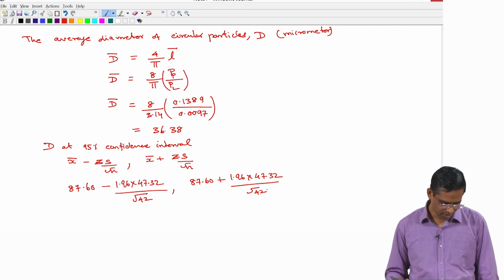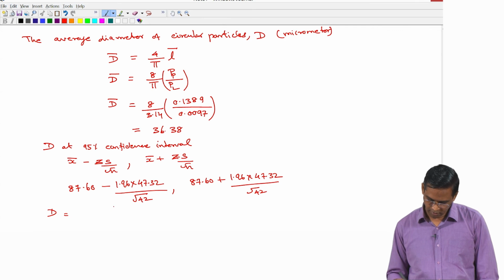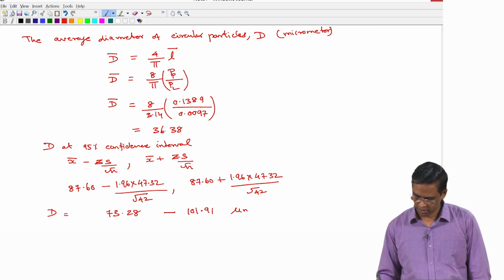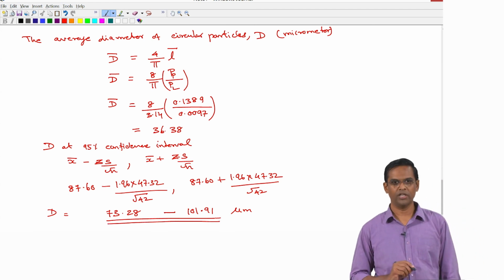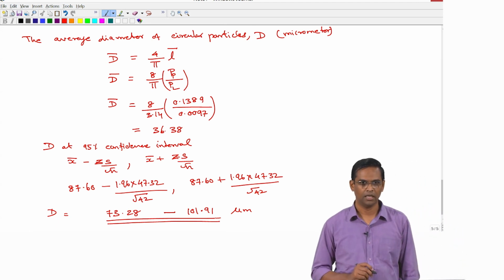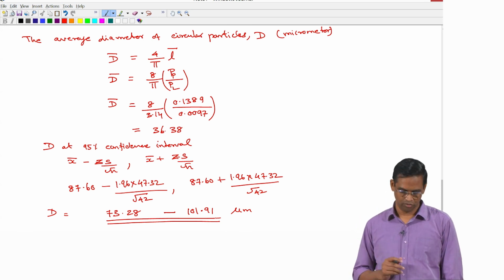So, you get again two values, and the range will work out to be 73.28 to 101.91 micrometer. So, this is the average diameter of the nodular cast iron microstructure, the graphite nodules. Okay.